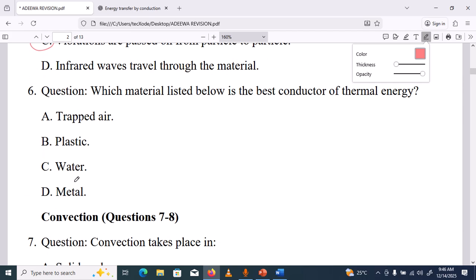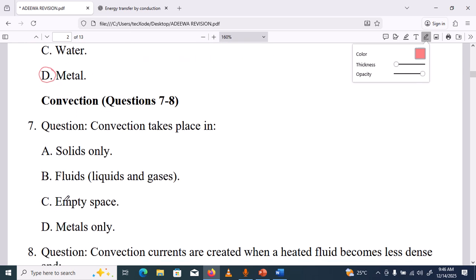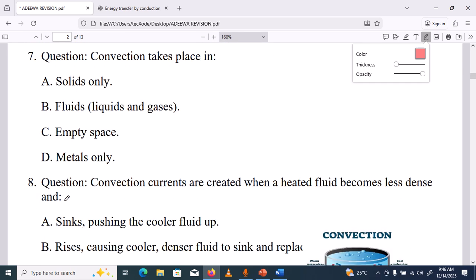And number 6, which material listed below is the best conductor of thermal energy? This is very common, and the right answer is metal. Convection question here. Convection takes place in fluids, not just liquid. Fluid is the combination of liquid and gas.